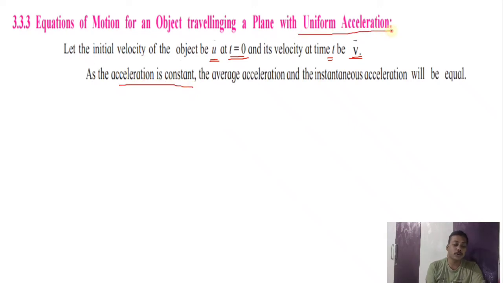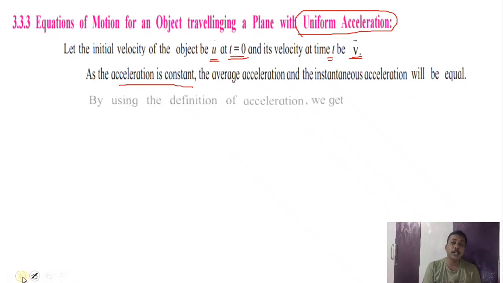As the acceleration is constant here, because in the title, uniform acceleration is there. What is meant by uniform acceleration? It means that the acceleration is constant. When the acceleration is constant, the average acceleration and the instantaneous acceleration will be equal. Remember, this point is important: as the acceleration is uniform, for that motion the average acceleration and instantaneous acceleration will be equal.